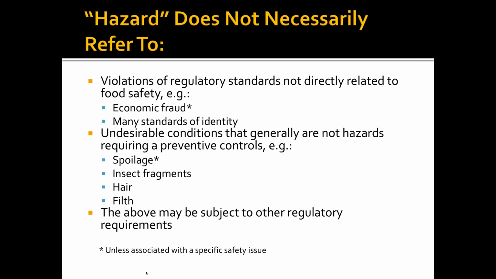Insect fragments, hair, filth. You're not allowed to process food in a filthy environment. You're not supposed to have hair in the product, but you're not likely to make someone sick that way. If you can't control the filth, if you don't pay attention to what you're doing producing food, then you can and will be shut down and maybe prosecuted. But that means you've lost control of your system. These things typically don't happen very often if you're paying attention to what you do. So while they don't fall under your hazard analysis, you still have to meet regulatory requirements. Next slide, please.